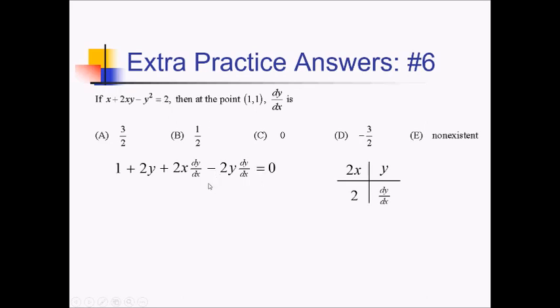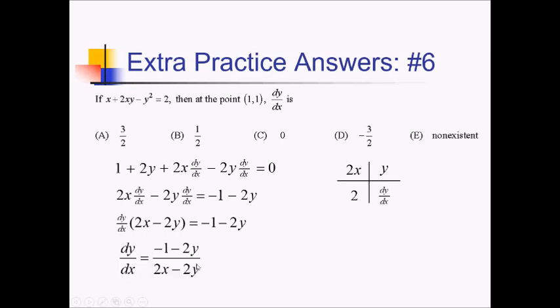All right, now let's keep the stuff with dy over dx on the left side. So 2x dy over dx minus 2y dy over dx. Other stuff is moving over to the right side. So we have minus 1 and minus 2y. I can factor out a dy over dx on the left side. Dividing everything now, I've got negative 1 minus 2y over 2x minus 2y. I still need to plug in the point (1, 1) to this derivative, though. So let's go ahead and do that.